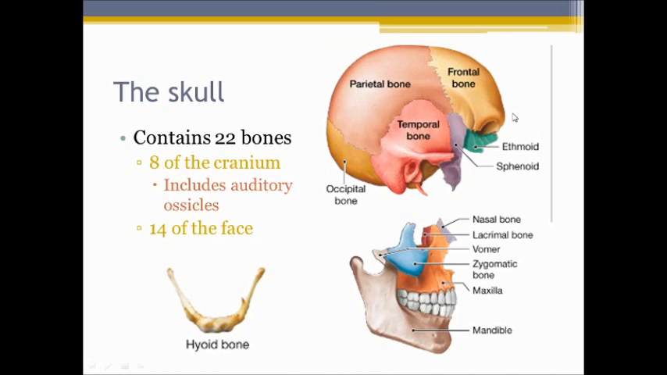In this picture, you can see the frontal bone separated from the parietal bone by this coronal suture. The parietal bone is separated from the temporal bone by the squamous suture. And the occipital bone is separated from the parietal bone by the lambdoidal suture. Anterior to the temporal bone, we have the sphenoid, which can be seen in both the orbit and on the lateral side of the skull. And then you'll also see the ethmoid in the orbit, just posterior to the lacrimal bone.